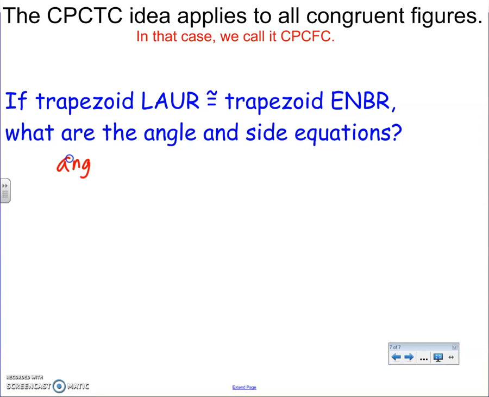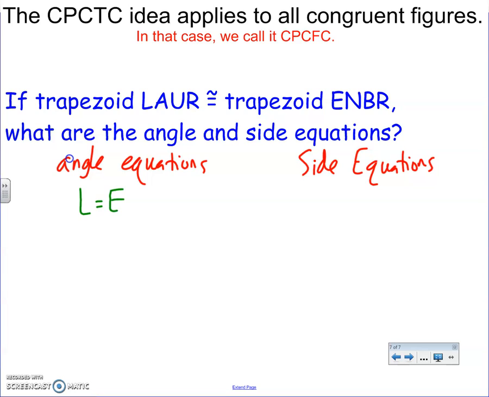Let's do the angle equations and the side equations. Alright, so angle equations, that's easy. First letter equals first letter. Second letter equals second letter. Third letter equals third letter. Fourth letter equals fourth letter. And that's okay, they can be the same letter. That's fine. Side equations. First 2 equals first 2.